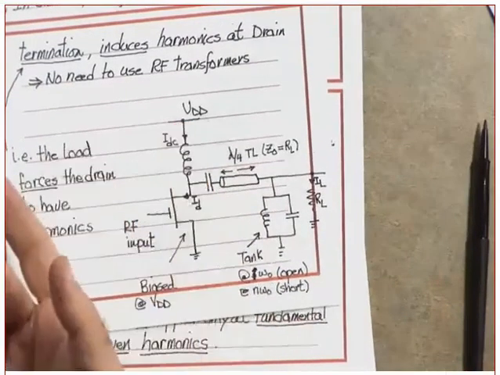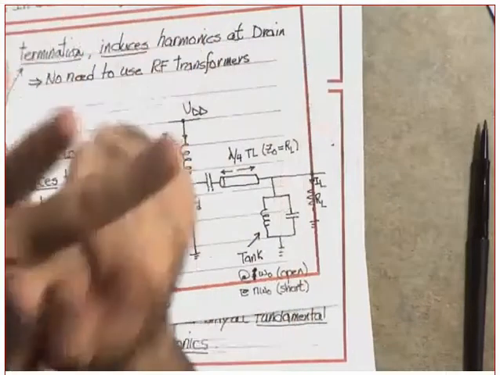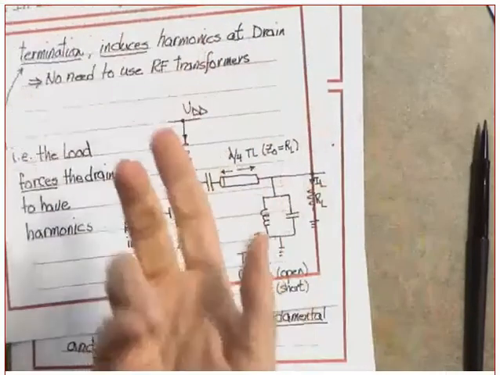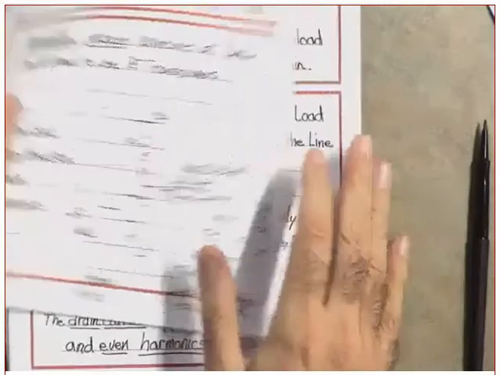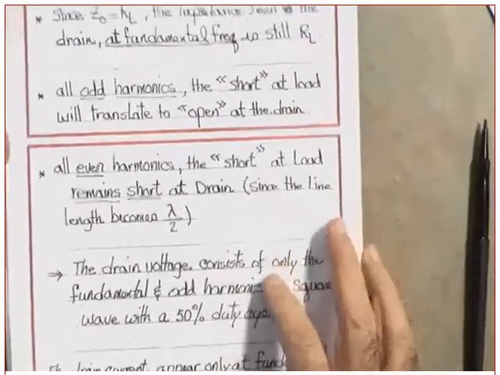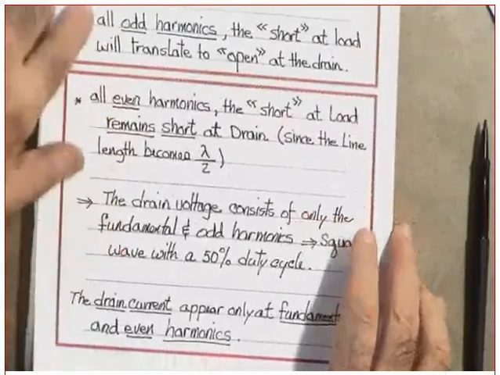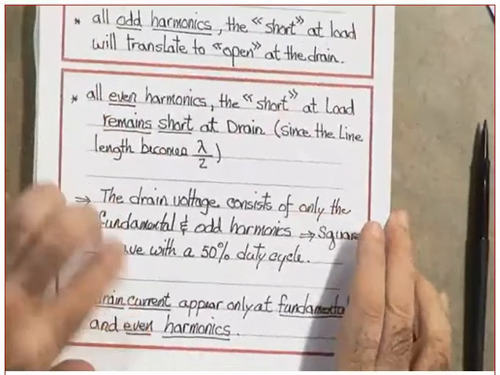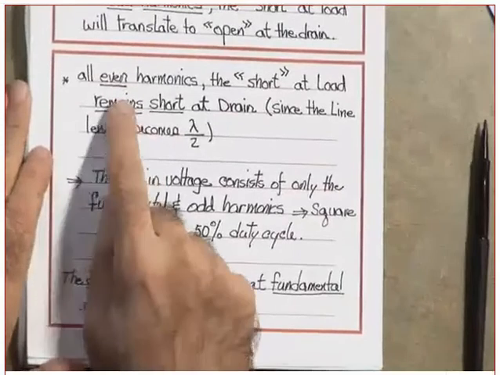So what do I end up with here? All the odd harmonics and the fundamental. Clear? Okay. So this is all I explained to you. Now let's look at here.